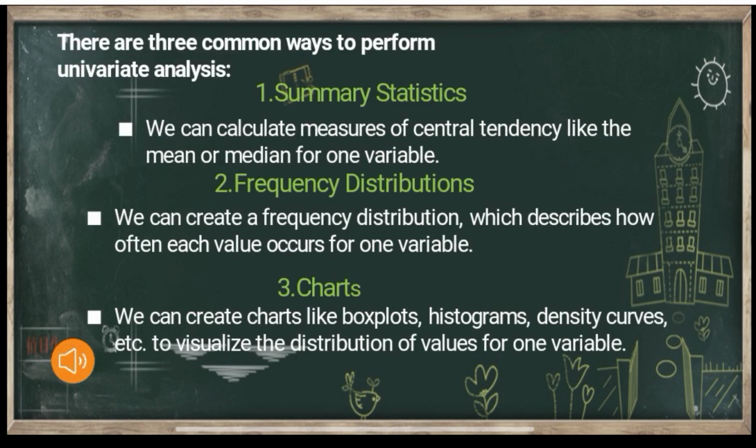In univariate, there are three common ways to perform univariate analysis. First, summary statistics. We can calculate measures of central tendency like the mean or median for one variable. Second, frequency distributions. We can create a frequency distribution which describes how often each value occurs for one variable. Third, charts. We can create charts like box plots, histograms, density curves, etc. to visualize the distribution of values for one variable.